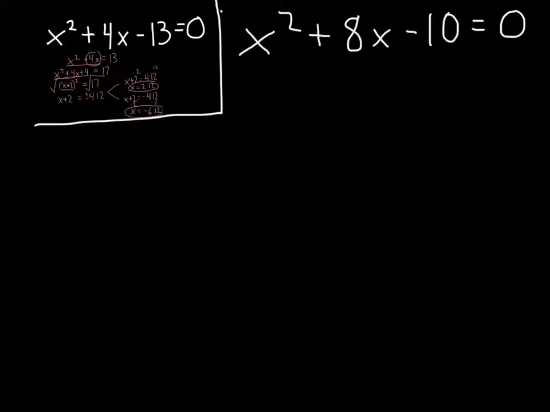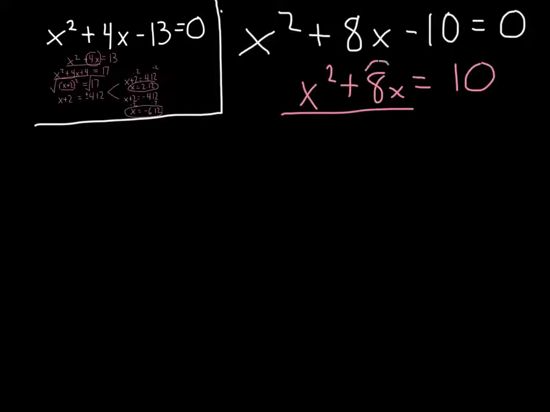So one more time, let's try this. I'm trying to think of things that multiply to negative 10, but add to 8. I can't think of anything, and so I'm going to add that 10 to both sides to get the constant on the right hand side by itself. And then I'm going to complete the square with the left hand side.